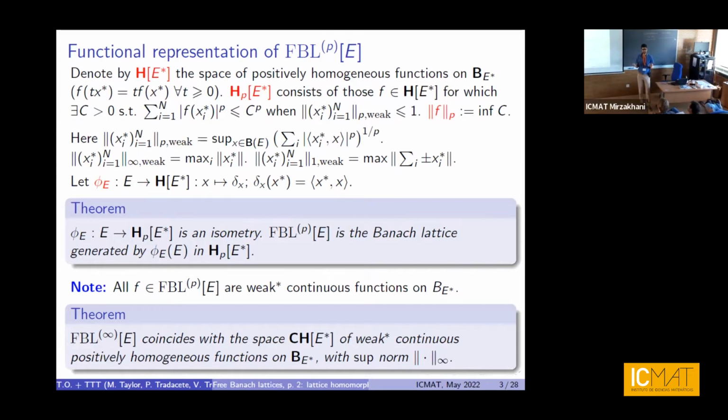And the norm coincides with the infinity norm. So this is essentially a brief review of what I talked about yesterday. So let's see, any questions so far about this?